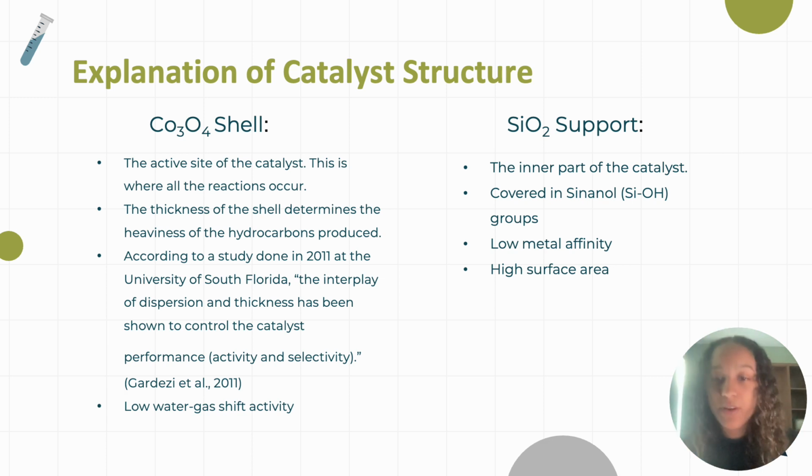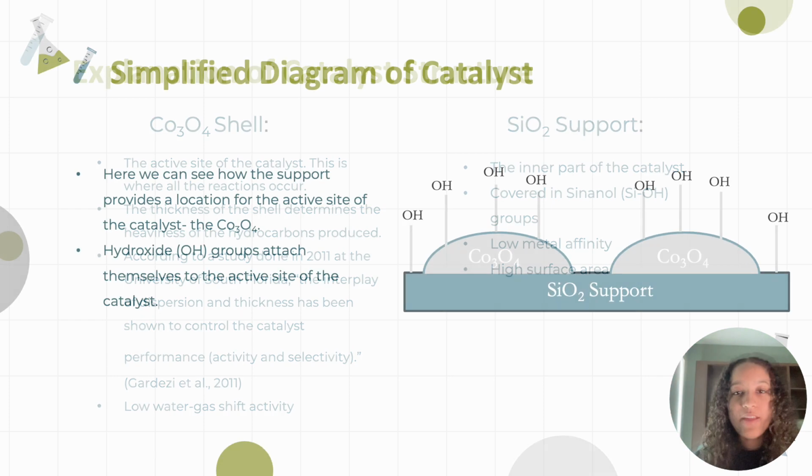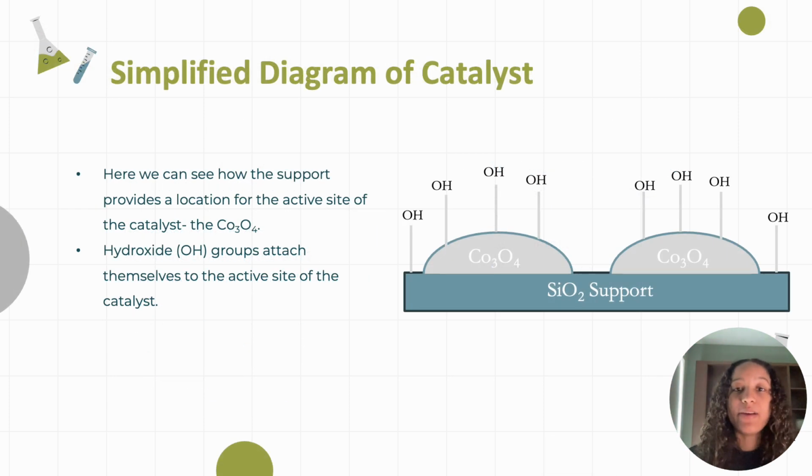And as I said earlier, the Co3O4 shell also has low water gas shift activity, which is really good because we do not want that side reaction happening. And the SiO2 support, that's the inner part of the catalyst, it's covered in silanol groups, has low metal affinity, and high surface area. And this here is a simplified diagram of the catalyst. I used Microsoft Word to make this, and you can see the Co3O4 and the SiO2 support, and also the hydroxide groups attached onto it.